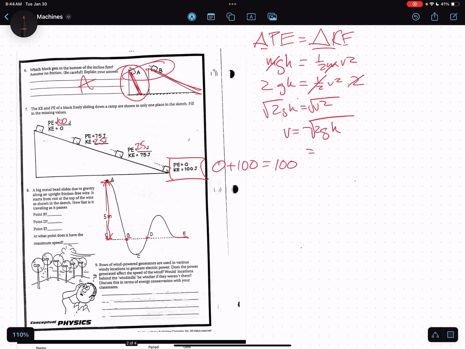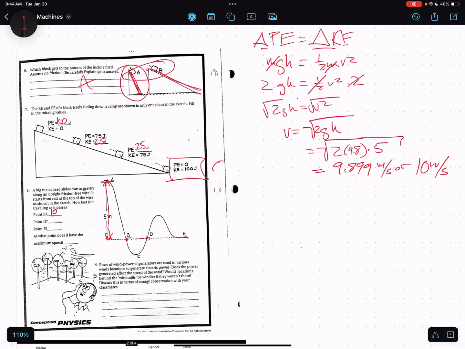I'm going to erase this out of the way. I get the square root of 2 times 9.8, they use 10, that's okay, times my height of 5 meters. And I get that it's going to be, again, 9.8999 meters per second, which is basically 10. All right. So the velocity here is going to be 10.